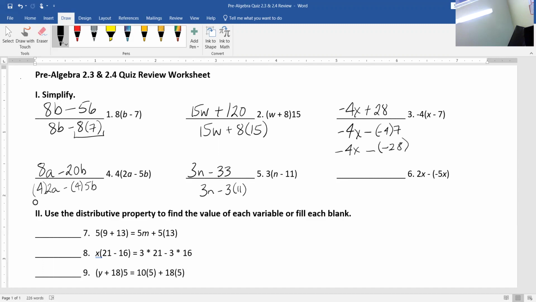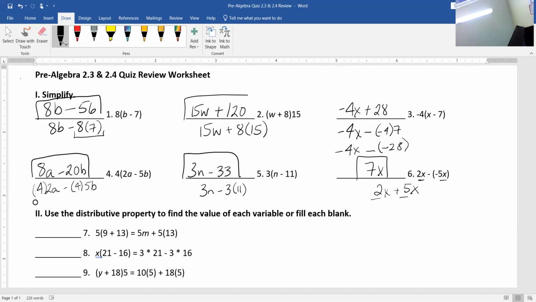All right, and then number 6 is 2x minus a -5x. Well, you notice here that you have like terms. You have just the variable x with no exponents. So these guys can actually be added together. So we know that 2x minus a -5x can be simplified to 2x plus 5x. And then you just add your coefficients, 2 and 5. Because we're adding, not multiplying, then we end up with an x, not an x squared. And then 2 plus 5 is 7. So your answer is 7x. Okay. Hopefully that's clear for everyone.